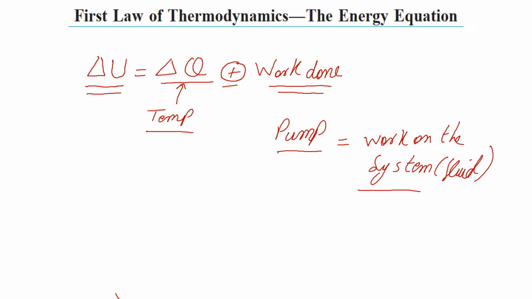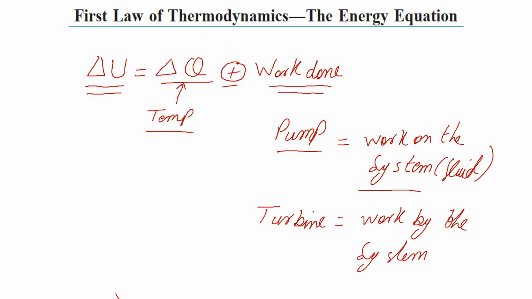If the system does work on some mechanical device, for example a turbine, in which from high potential we drop some water on the turbine and the turbine rotates. So the turbine rotates because that water has some energy due to its height. So that potential energy results in rotation of a turbine, and that is work by the system. So in a turbine the work is done by the system. It means the system loses energy in this case.